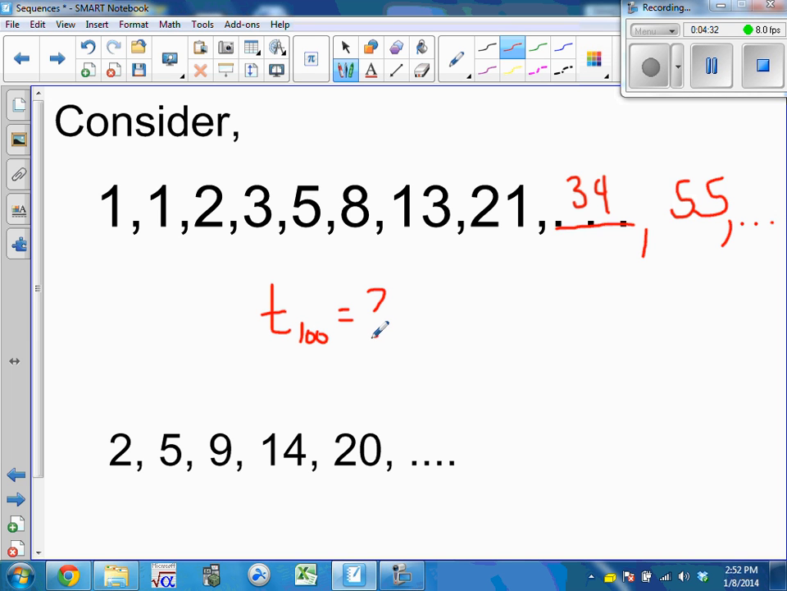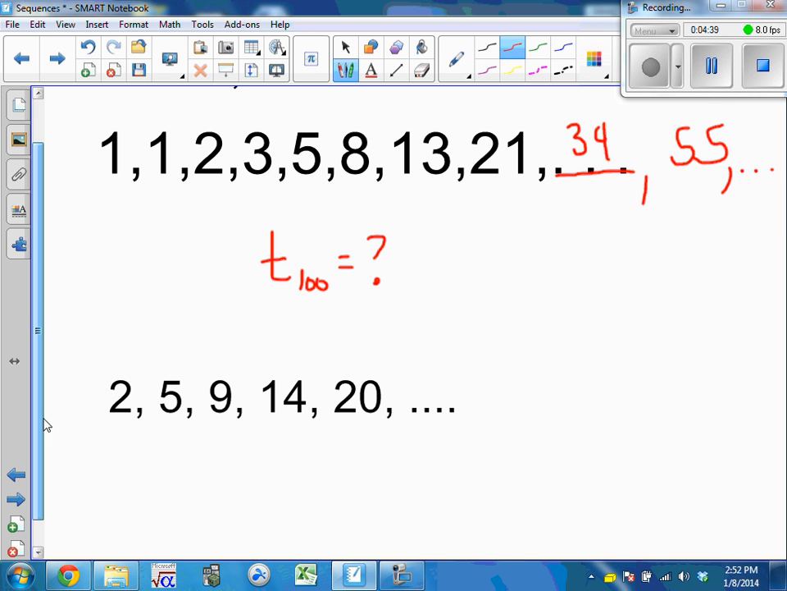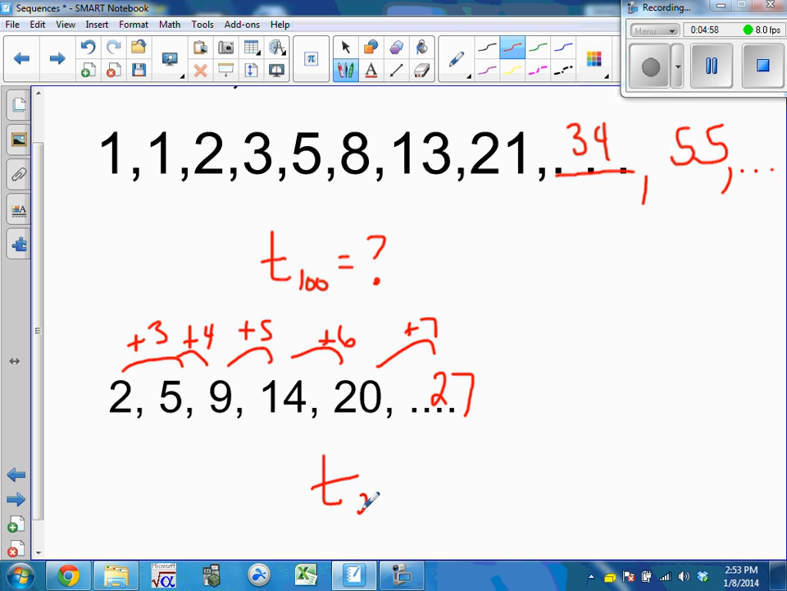Well, this is not arithmetic. It's not geometric. I can't use those formulas. So now what? Here's another one: 2, 5, 9, 14, and 20. I add 3. I add 4. I add 5. I add 6. Okay, my next term is going to add 7. That's 27. But if I wanted to find my 20th term, how do I do that?